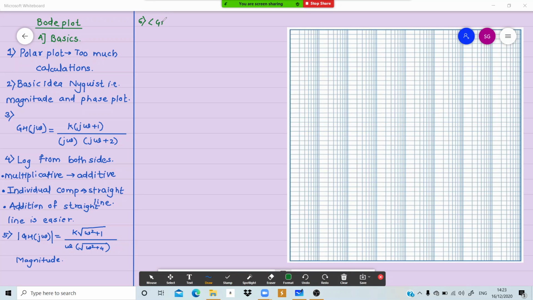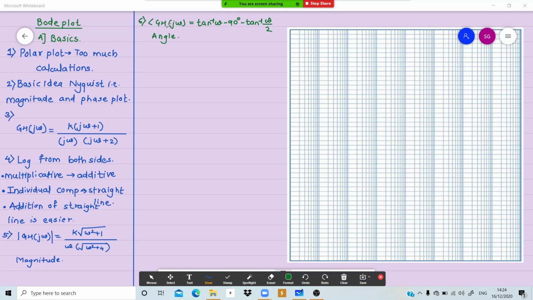Angle of G H j omega. Yes, very well you can write this is K, so no angle is there. For this it will be tan inverse of omega. Remaining two terms are in the denominator, these are poles. For this j omega, the angle is going to be minus 90, so it is minus 90. In the denominator it was plus 90 in the positive direction of y-axis, correct? This component is also in the denominator, so it will become tan inverse of omega by 2, correct? So this is the angle.